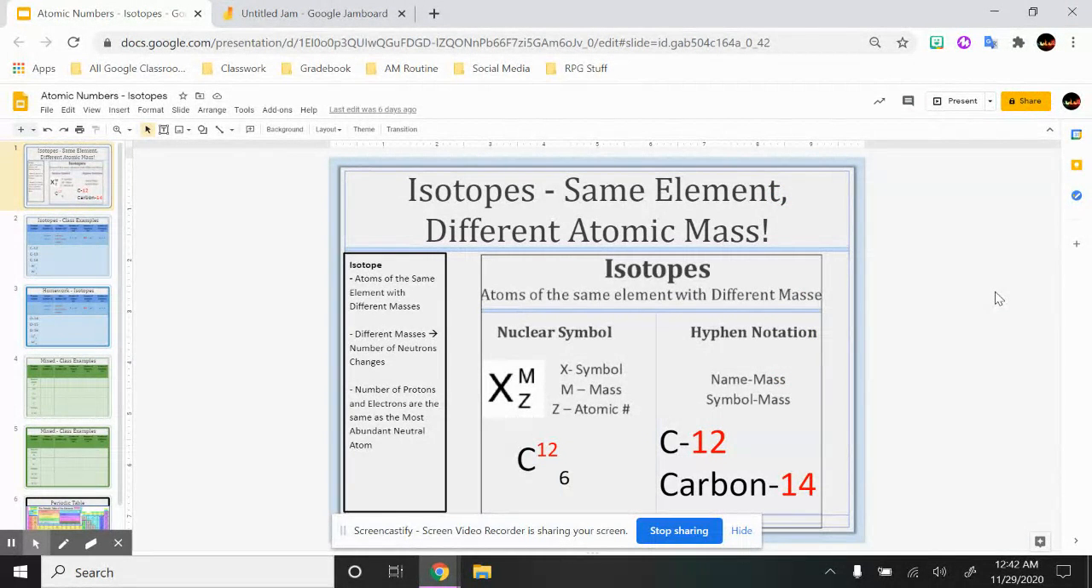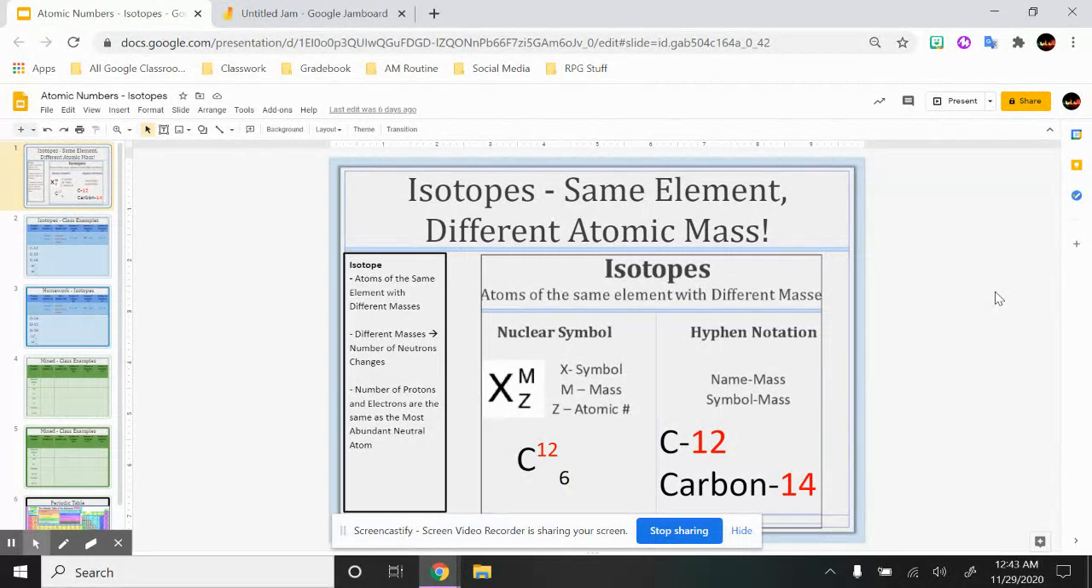Today I'm going to be going over isotopes and the atomic numbers of isotopes. So isotopes are atoms of the same element that have different masses. So what makes the masses different? It's going to be the number of neutrons.